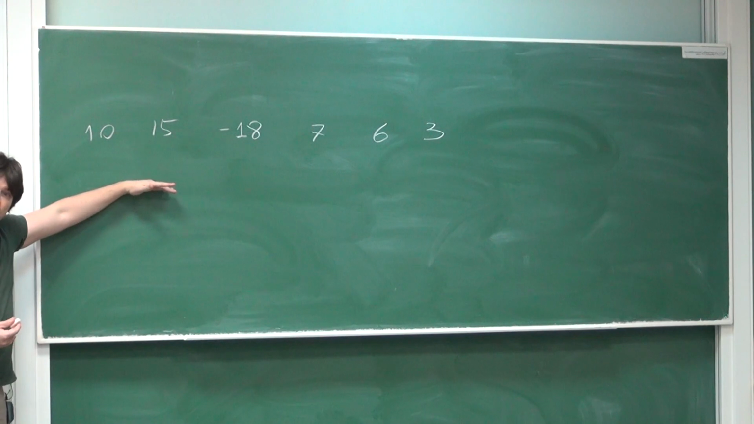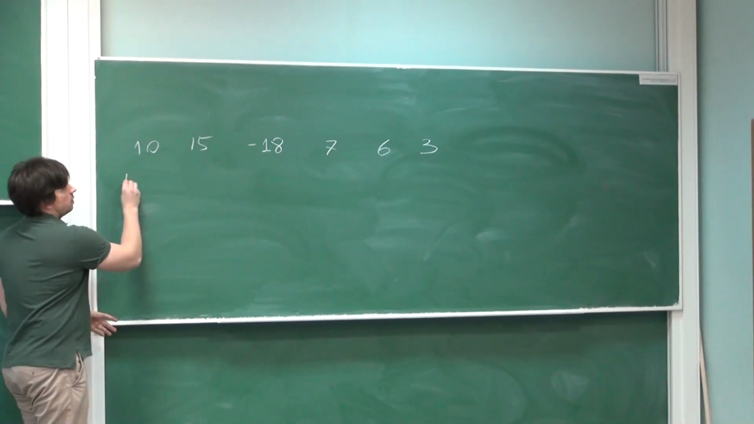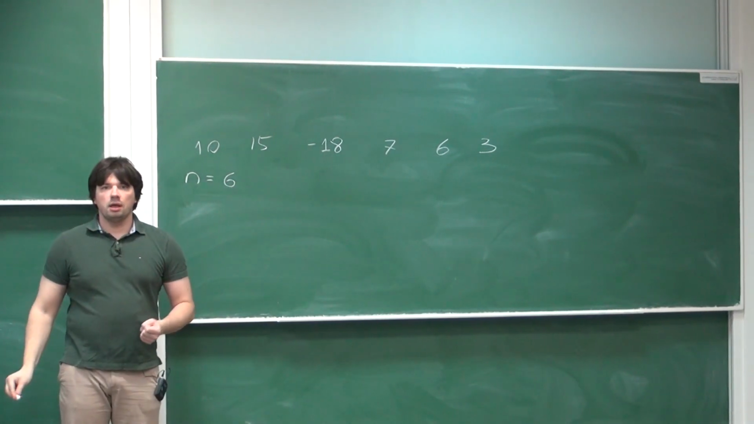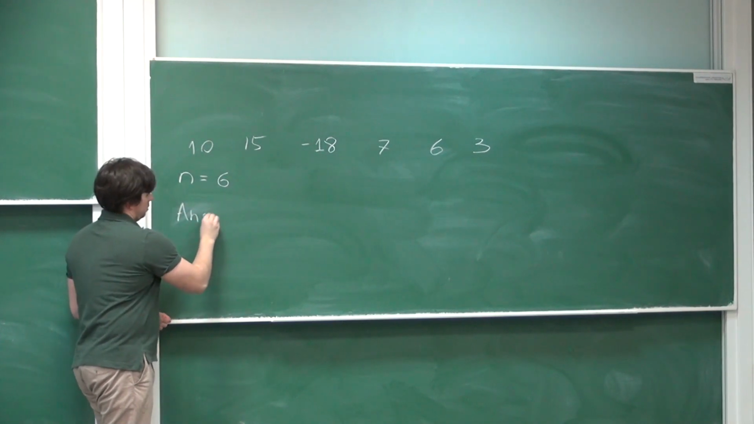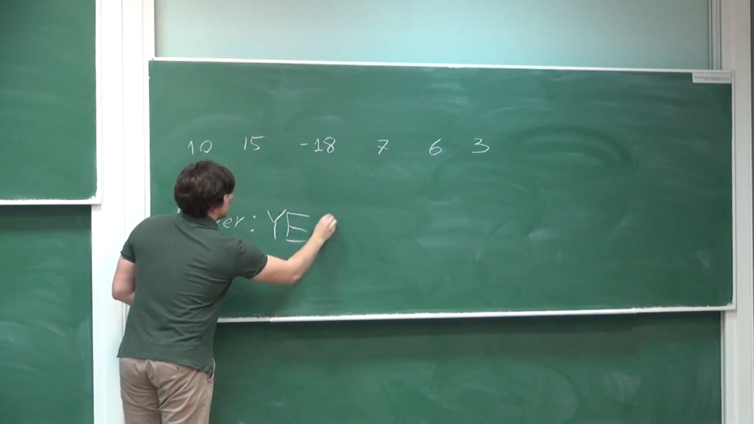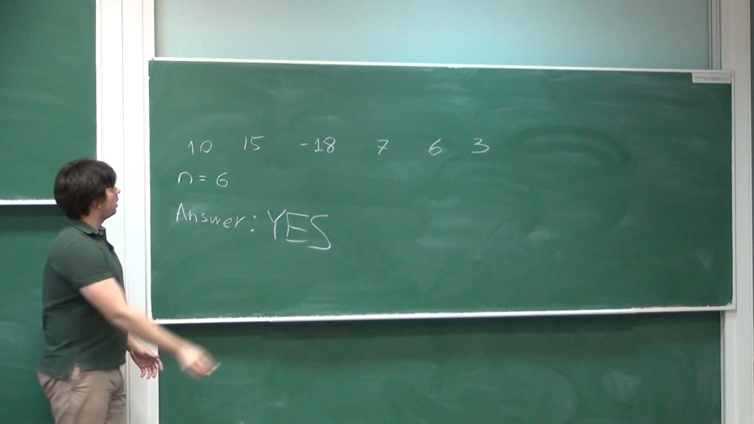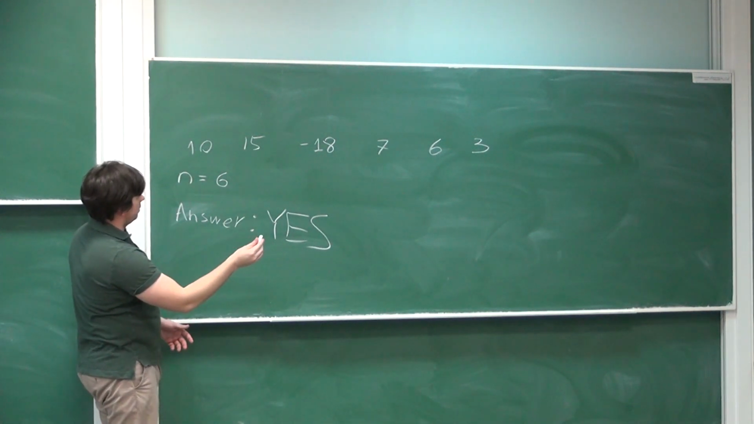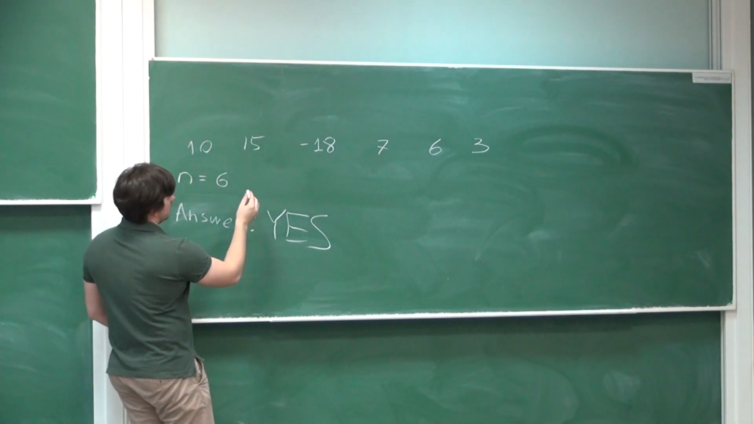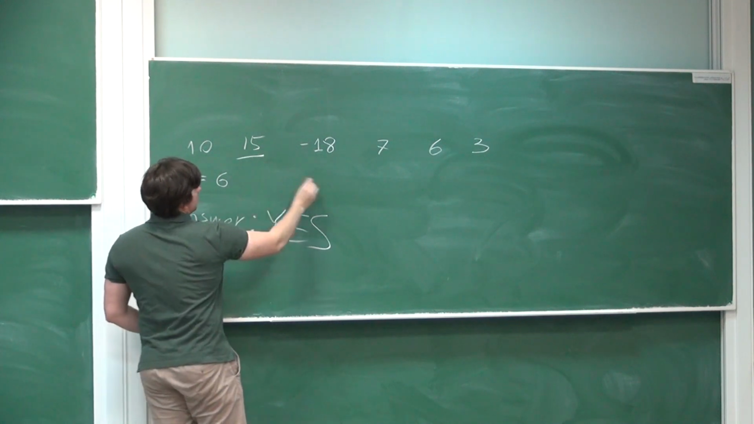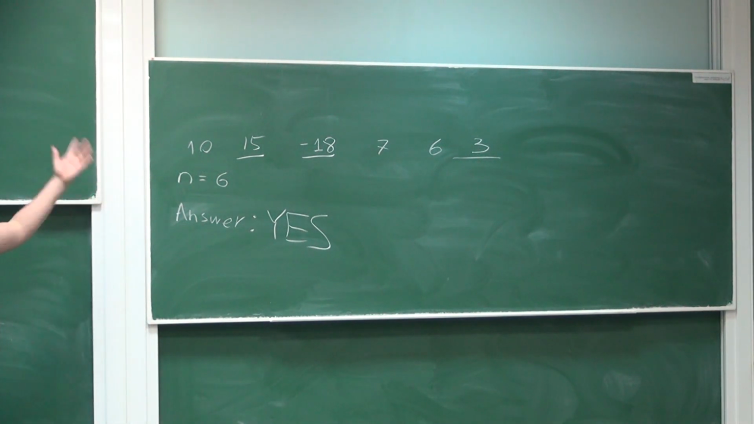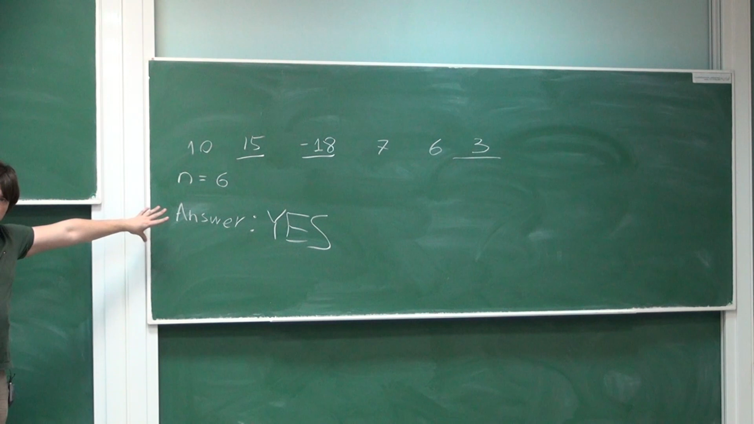And this is an instance of this problem where n is equal to 6, right? And the answer is yes. How do we know this? Well, you have this one, and this one. Those three numbers sum up to 0. This is the answer to this instance.